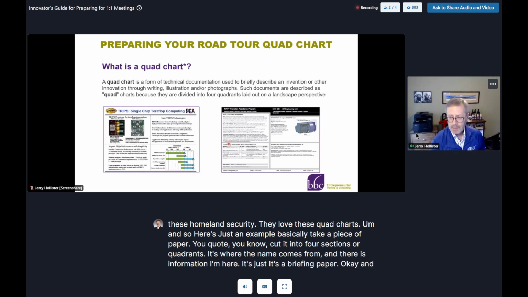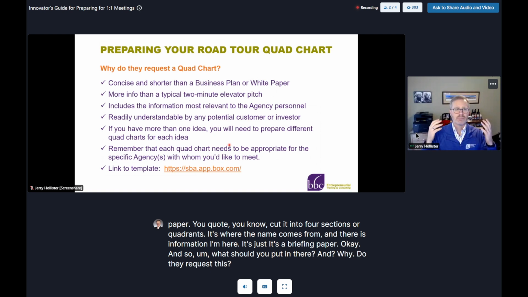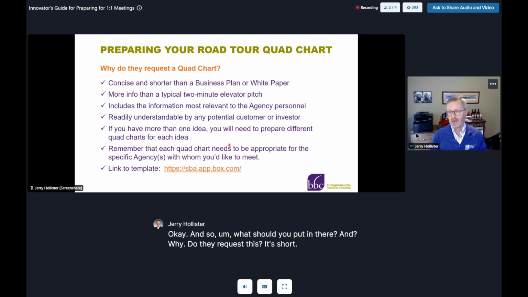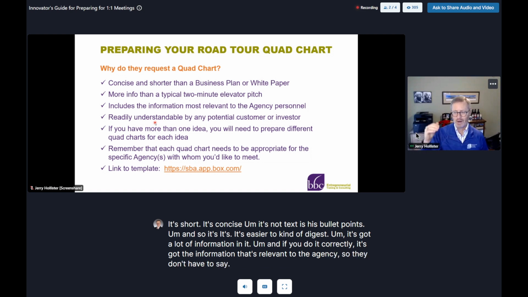And so what should you put in there? And why do they request this? It's short, it's concise, it's not text, it's bullet points. And so it's easier to digest. It's got a lot of information in it. And if you do it correctly, it's got the information that's relevant to the agency, so they don't have to sift through a white paper or a business plan. Okay.